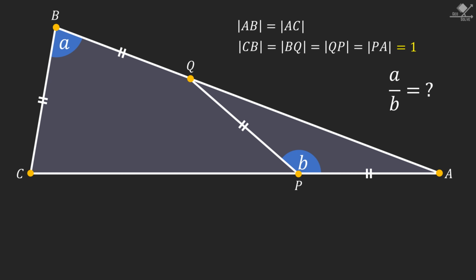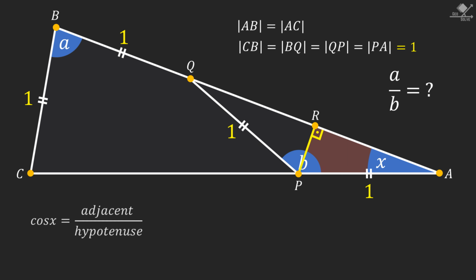First, let's make an assumption that these equal line segments have a length of 1 unit. Also, call angle A of the large triangle x degrees. Then drop a perpendicular from point P to line segment AB. After this, let's write cosine of angle x using this shaded triangle. Our adjacent side will be the line segment RA, and the hypotenuse will be 1 unit. So cosine of x will be equal to RA. Therefore, instead of RA, we can write cosine x on the figure.